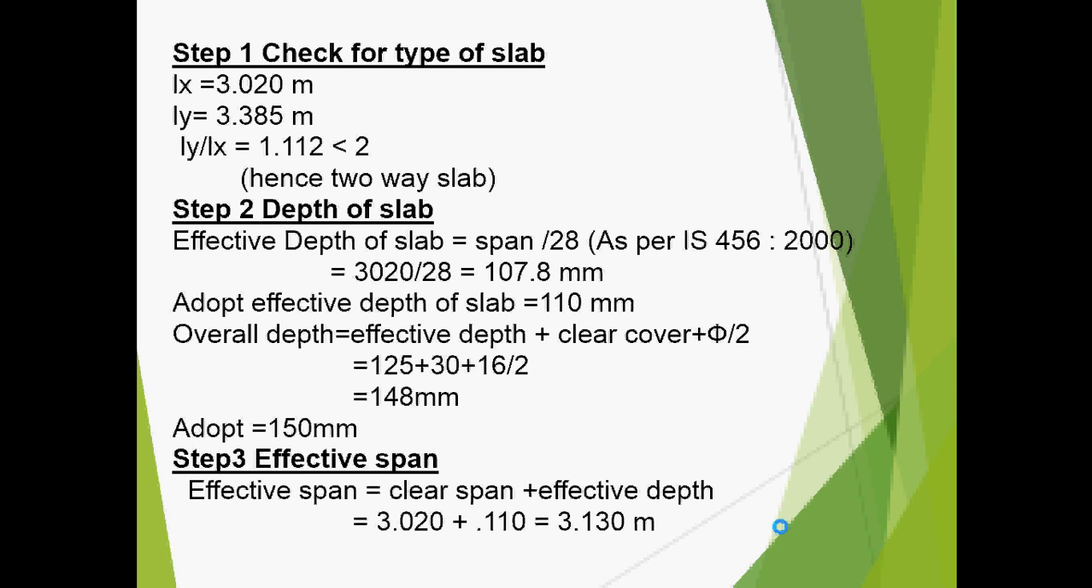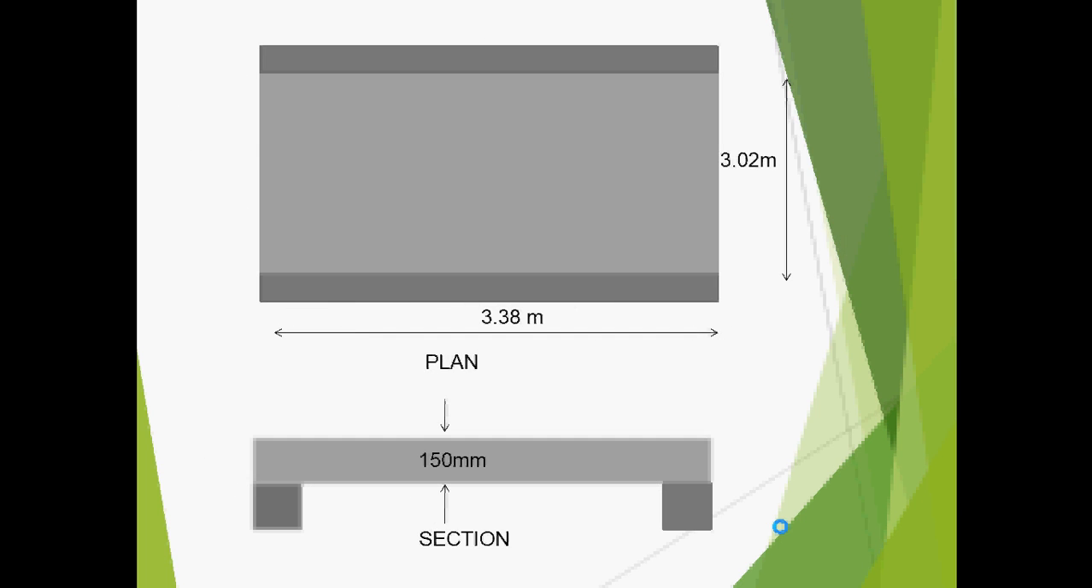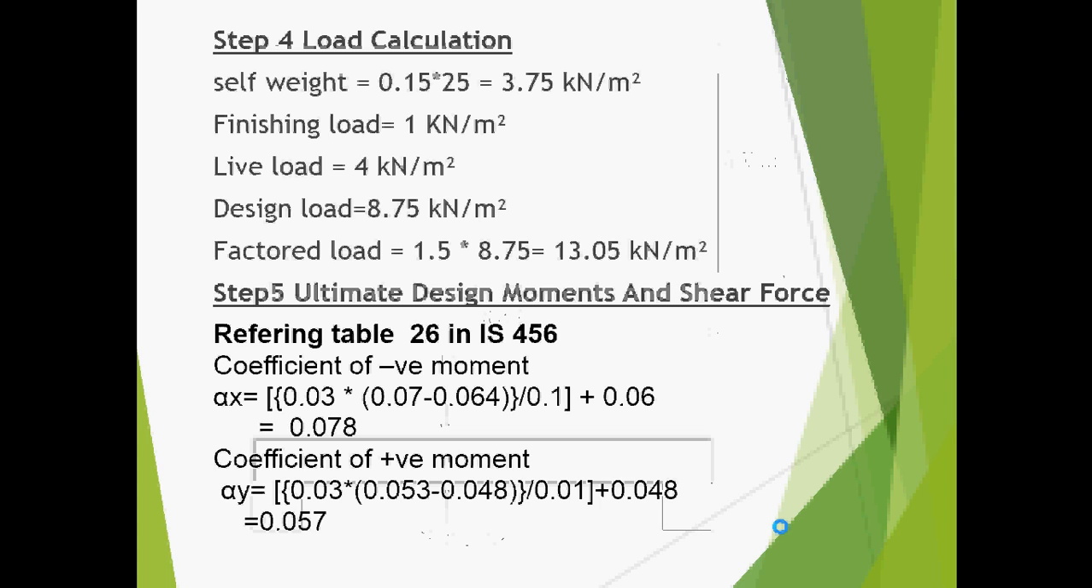Firstly, we checked whether it is a two-way slab or one-way slab, and we found it is a two-way slab. The effective span was calculated. You can see the plan and section which show the dimensions of the slab and depth, and load calculation was done from the IS code books.